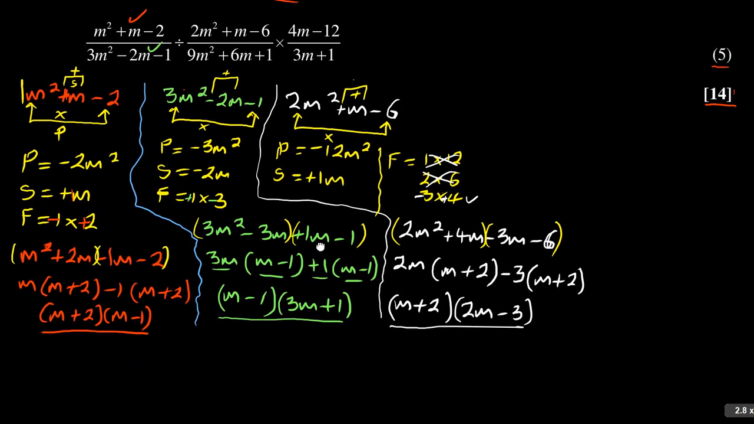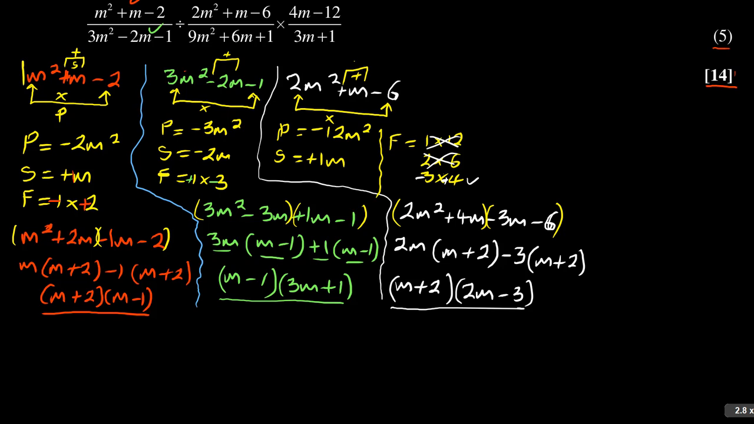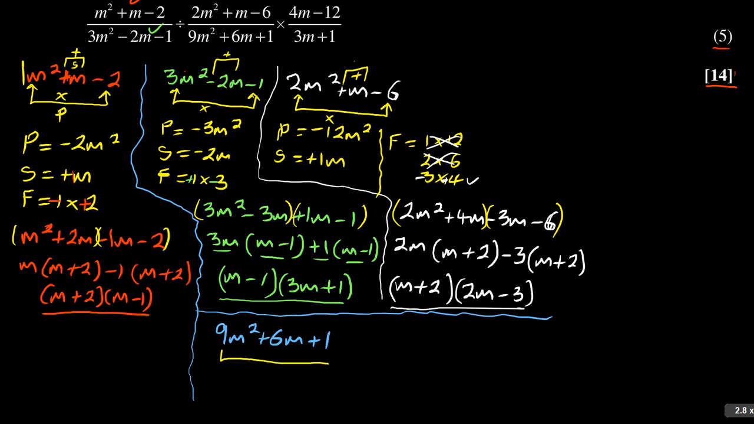If we are to factorize the last part, the last part that I'm given in this case is 9m squared plus 6m plus 1. And again, my product is the first and the last one, and my sum is the middle one. So my P is equal to positive 9m squared. My S is equal to positive 6m.